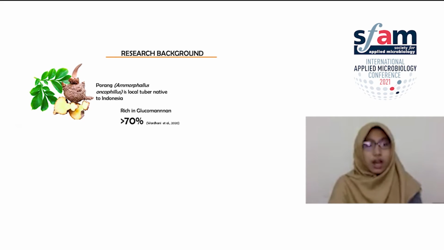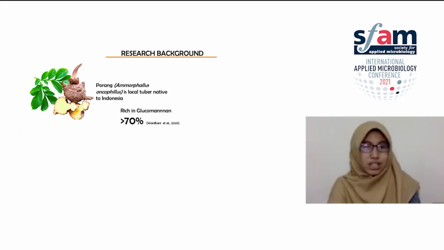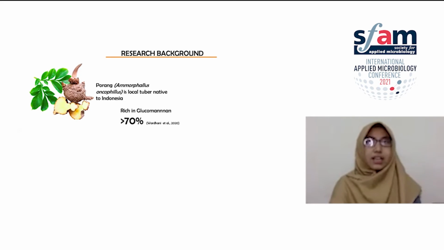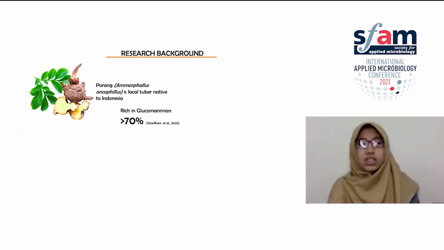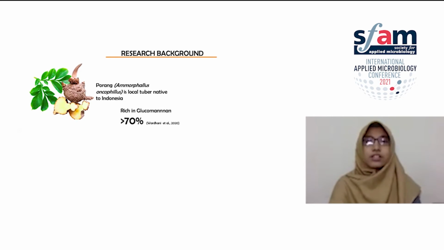Porang is also known to have tremendous potential due to its active ingredient in the form of glucomannan. The glucomannan in porang is quite high. It can reach more than 70%, according to Wattanee et al., 2020, depending on its extraction method, the time of harvesting, and also the age of the porang tuber itself.